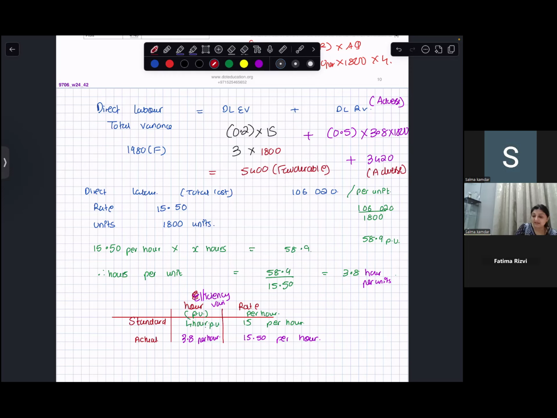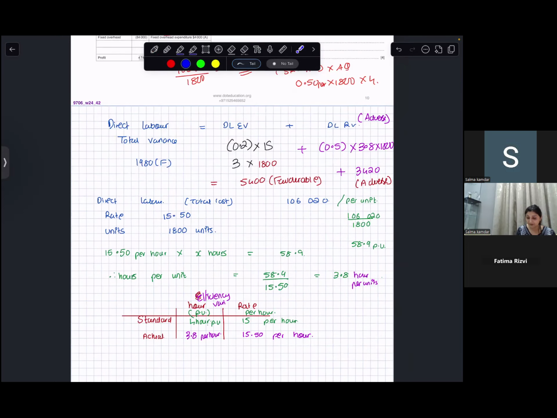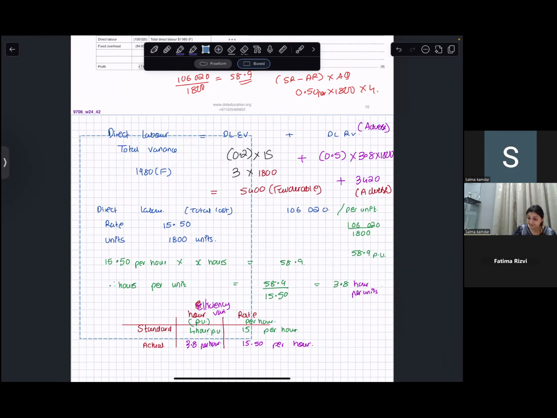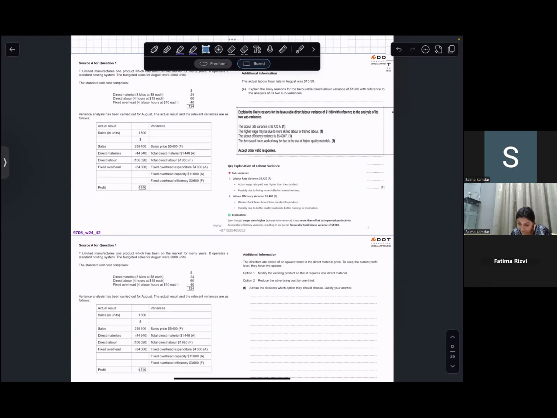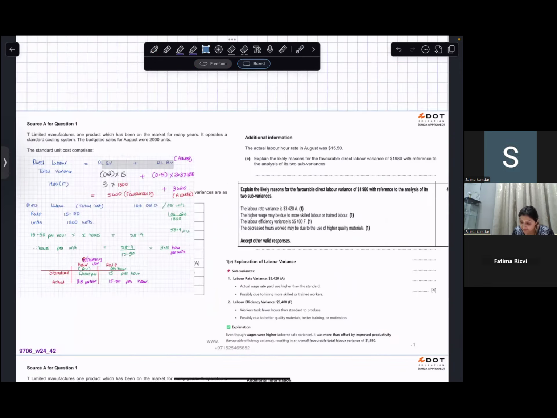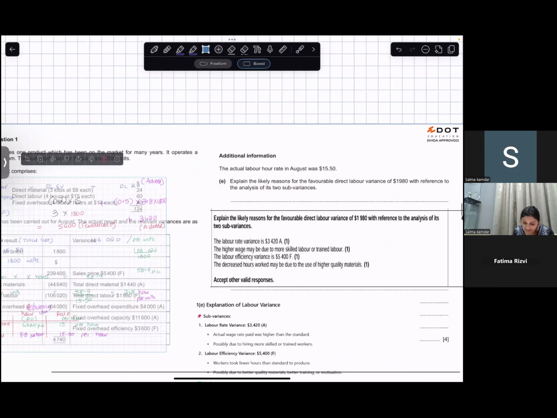So this is going to give us a total favorable of 1980. Now I will go back to our question and see what they are asking us. Explain the reasons for the favorable or adverse variance.